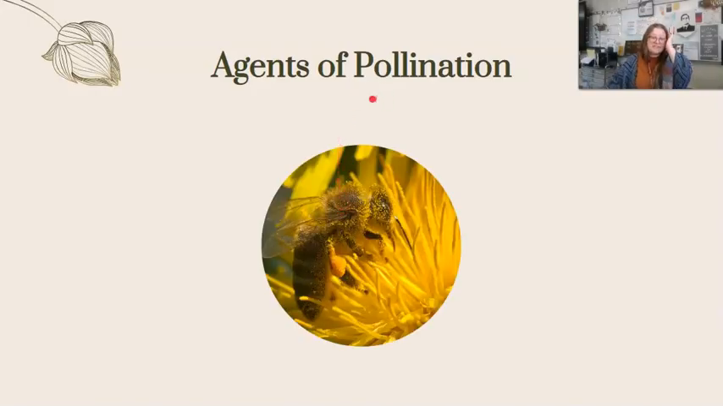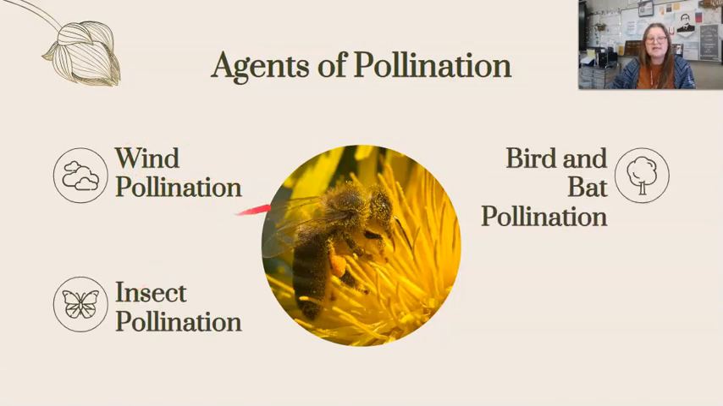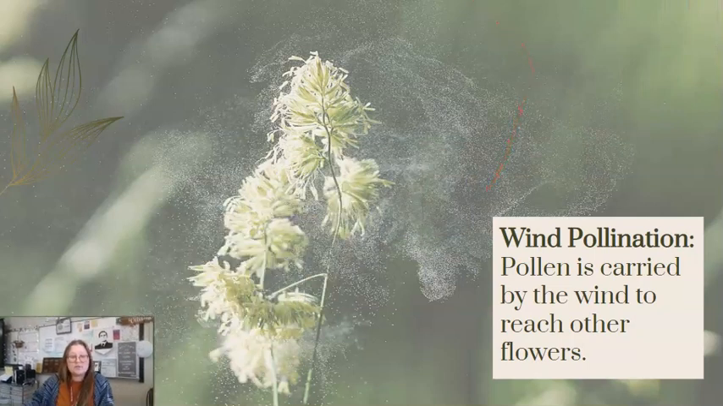All right, so for agents of pollination, so how pollination can actually happen, not just from one plant to another. Pollination can happen through wind, through insects, and also through birds and bats. So this is what wind pollination can look like. This is why we get allergies when the trees are releasing all their pollen. It really is just the pollen blows in the wind, and hopefully it catches on to another flower.